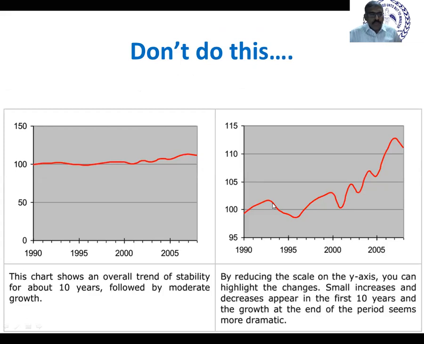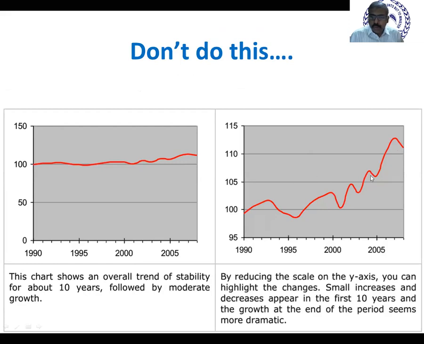When you try to make the graphs, remember that if you want to show it big, you can do this. See here, the overall trend of stability of the growth. You can see the growth is almost at 100 only. But I want to show it very big. So here what happens, instead of starting with 0, 50 and 100, you start at 100 and make the interval very small so that the difference looks very huge. Don't do this. So whatever is there.